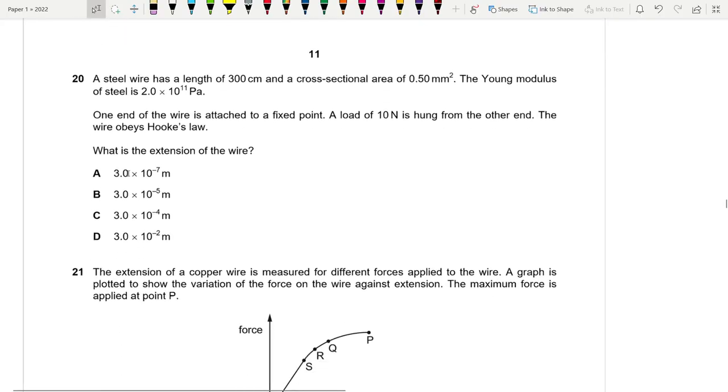20. A steel wire has a length of 300 centimeters and a cross-section area of 0.5 millimeters squared. The Young modulus of steel is 2 into 10 power 11 pascals. One end of the wire is attached to a fixed point. A load of 10 newtons is hung from the other end. The wire obeys Hooke's law. What's the extension of the wire?